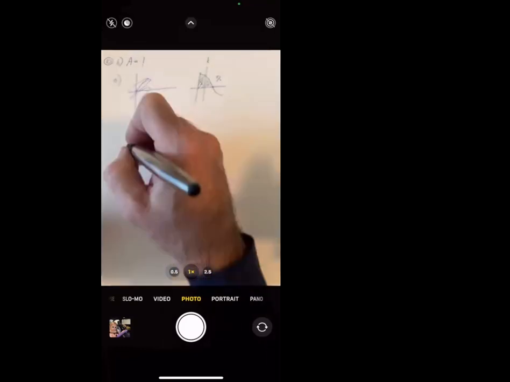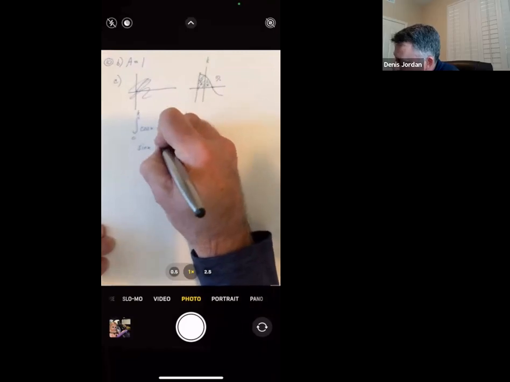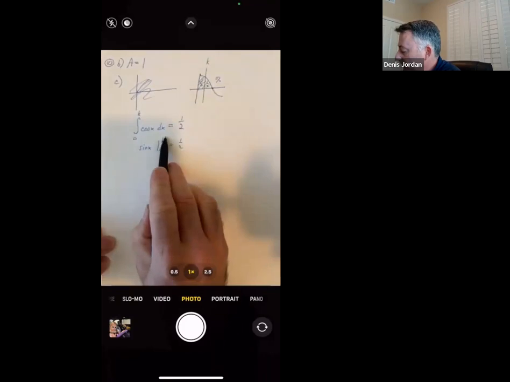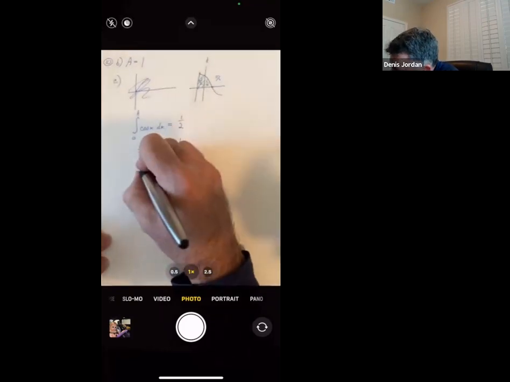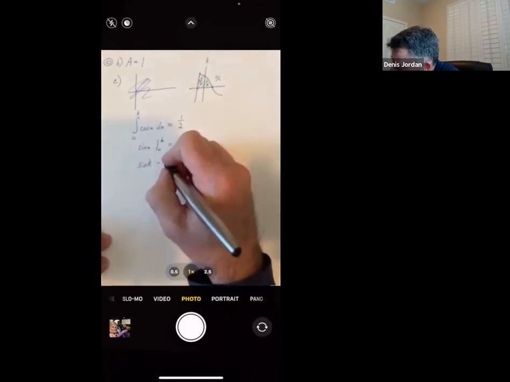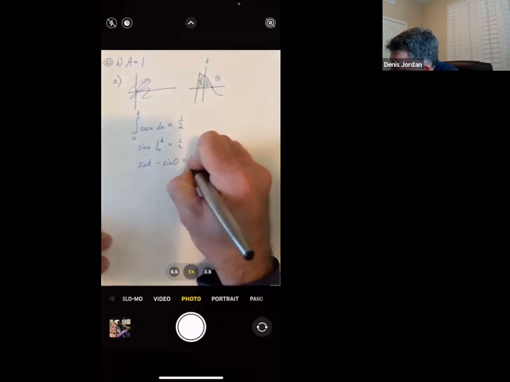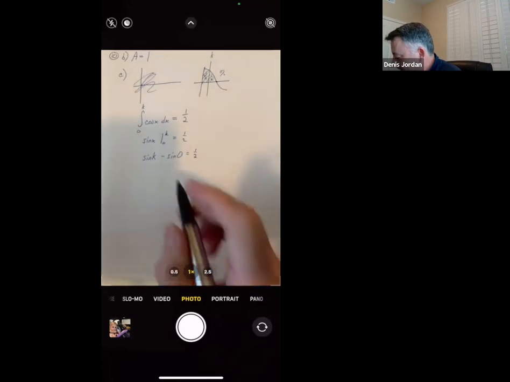You integrate it and you still get sine. But now you're going from 0 to k, which is all right, you can have the variable be a bound. So you still plug it in: sine of k minus sine of 0, and it's still equal to a half. And then sine of 0 is still 0.